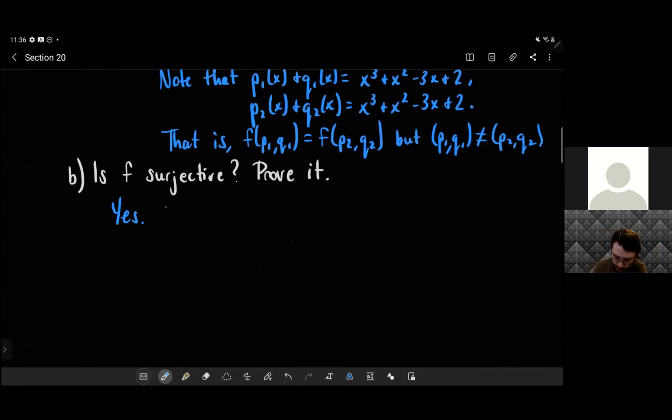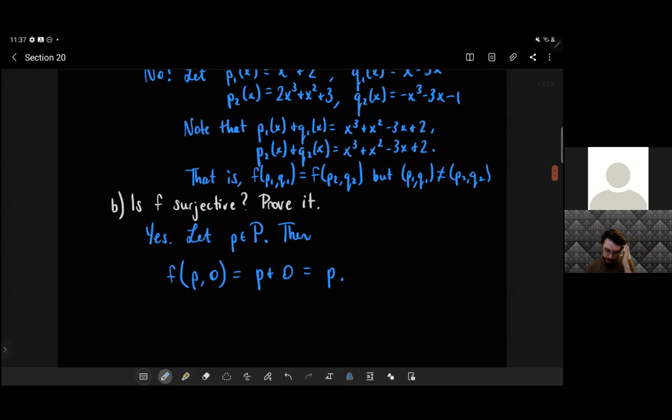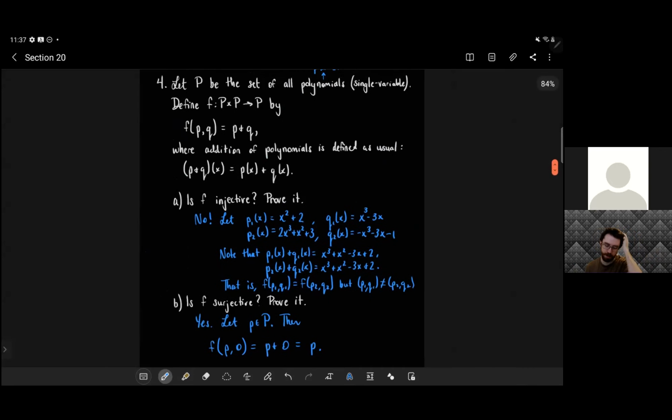So I'll say yes. Let little p be an element of the set of all polynomials. Then f of p comma 0 is p plus 0, which is p. So you're surjective. You can always find a pair of polynomials mapping to any polynomial, because one of those polynomials can be nothing. Okay, so that one's quicker. So it's not a bijective function because it didn't satisfy both. It wasn't injective, but it is nicely surjective.